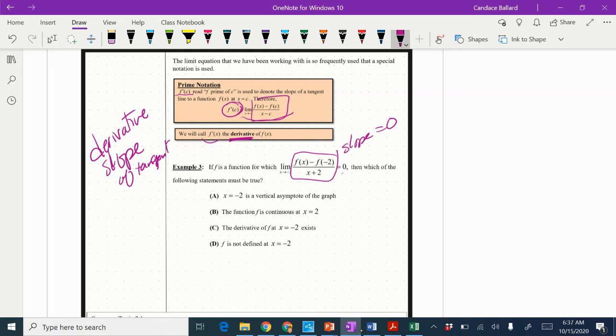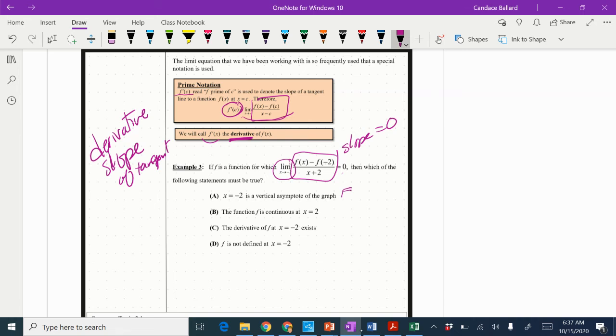So x equals -2 is a vertical asymptote of the graph, which is true, but because we have this limit out in front, we're not really talking about the function. We're talking about the limit of the function. So the fact that it's asking for a vertical asymptote really wouldn't be true of this because they're not looking at the function, they're looking at the limit of it. So this one is false.